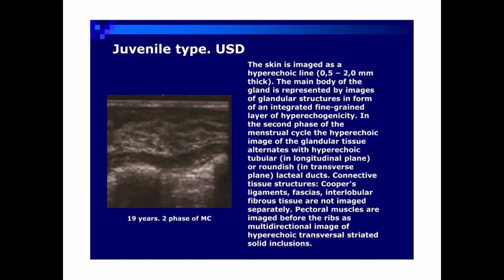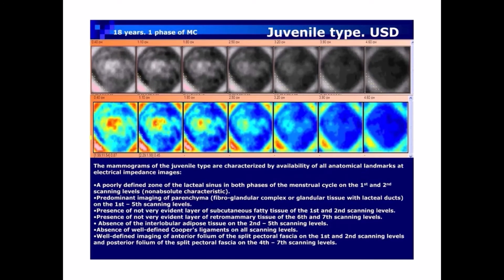Juvenile type, ultrasound, 19 years, second phase of menstruation cycle. The skin is imaged as a hyperechoic line, 0.5 to 2.0 mm thick. The main body of the gland is represented by images of glandular structures in the form of an integrated fine-grained layer of hyperechogenicity. In the second phase of the menstrual cycle, the hyperechoic image of the glandular tissue alternates with hypoechoic tubular, in longitudinal plane, or roundish, in transverse plane, lacteal ducts. Connective tissue structures, Cooper's ligaments, fascias, interlobular fibrous tissue are not imaged separately. Pectoral muscles are imaged before the ribs as multidirectional images of hypoechoic transversal striated solid inclusions.